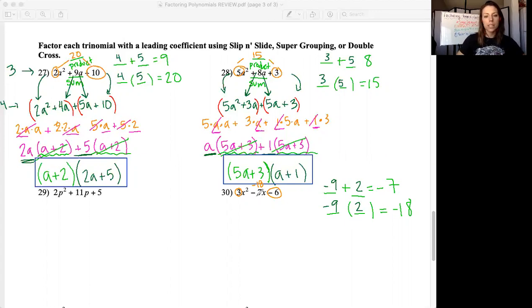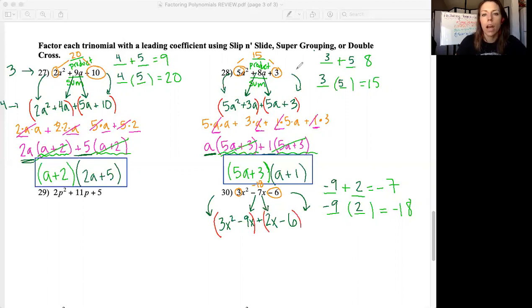Okay, most important step. Split the middle term. So our middle term is going to become negative 9x plus 2x. If I add these together, I should still have the middle term. We're creating an equivalent expression here. We don't want to change its value. Bring down the first term, 3x squared. Bring down the last term, minus 6. Now that this is a 4-termed polynomial, we can factor by grouping.